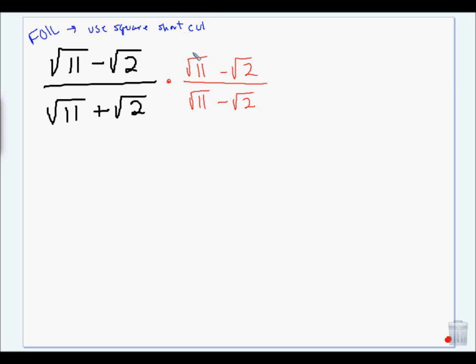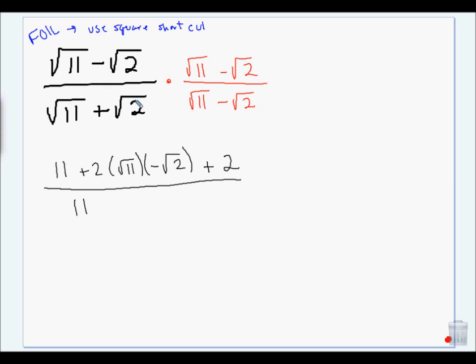So if I FOIL, it'd be first, outside, inside, last, or using my square, I have square root of 11 times the square root of 11, so that's the square root of 121, or just 11. And then I have 2 times the square root of 11 times negative the square root of 2 plus the square root of 2 times the square root of 2, so that's just 2.